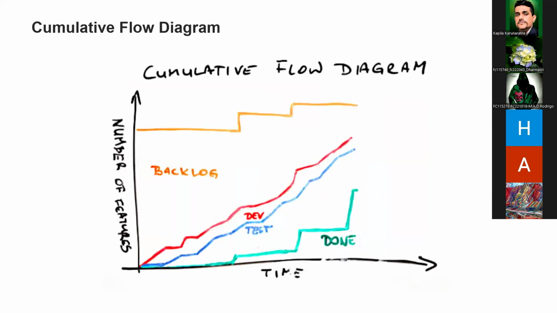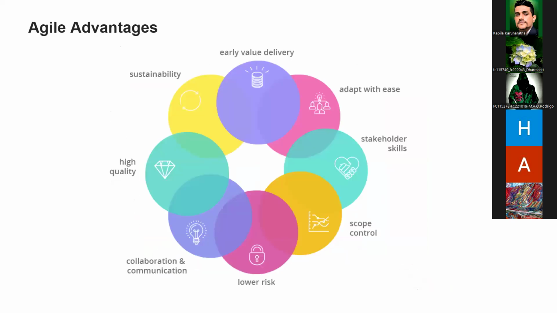So you can have various diagrams like this, right? You can measure your velocity. Velocity and burn downs are very special measurements that need to be measured during Scrum. Basically, the Scrum advantages are that you can have early delivery, you can adapt very easily, and stakeholder management is very easy because you can deliver small chunks and get feedback. Risk is very low, with high quality, sustainability, all of those. I think that's what we discussed.